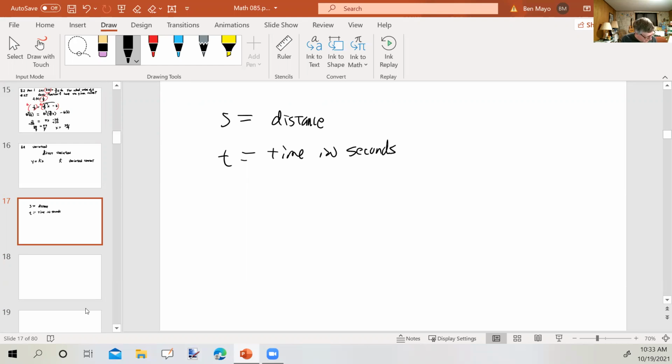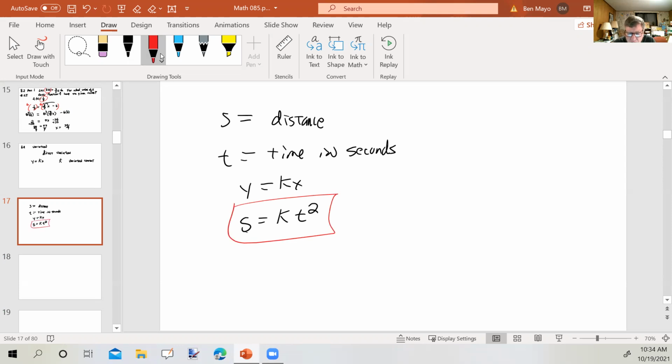Now, it says an object in free fall travels a distance s that varies directly to the square of the time t. So our formula, instead of y equals kx, we're going to be using s and t. So s equals kt squared. Again, let me read it. An object in free fall travels a distance s, okay, that varies directly to the square of the time t. So that's where we come up with this form. Any questions on that particular situation?